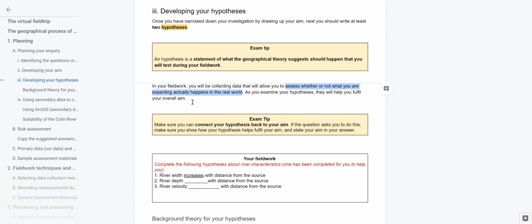So any real river in the real world, for a variety of human factors and indeed physical factors, will not necessarily be precisely what the textbook says. But that's what you're going to be doing. Is my hypothesis, this statement of what the theory says should happen, going to be tested? Is that actually going to happen?